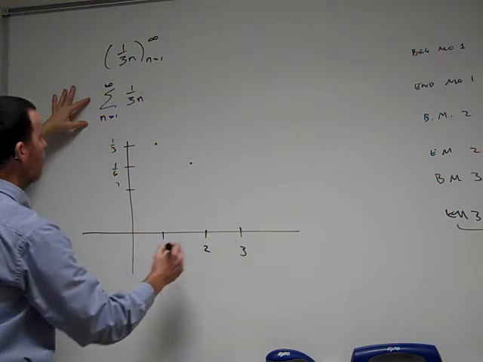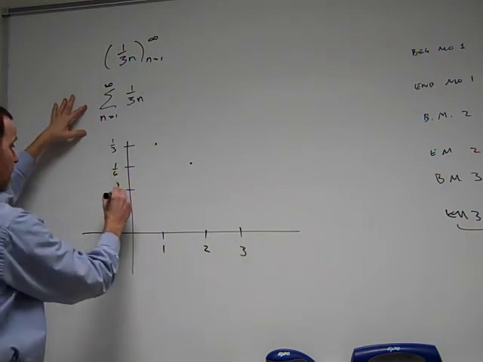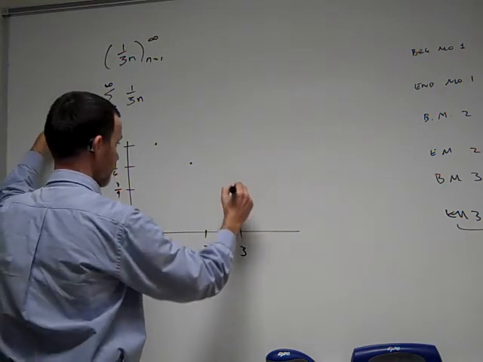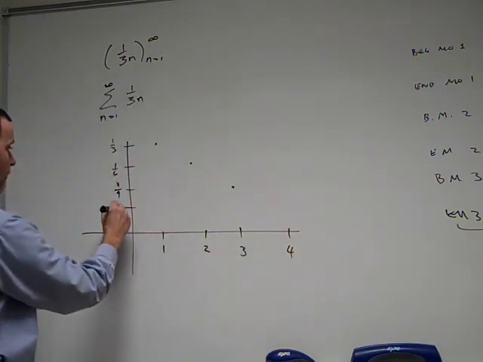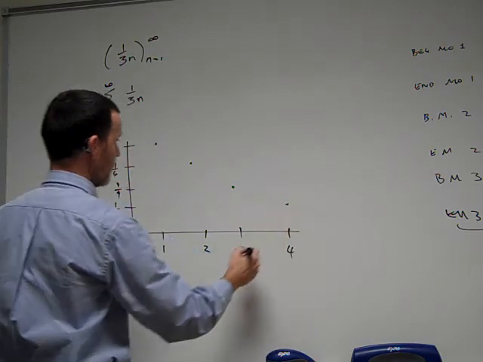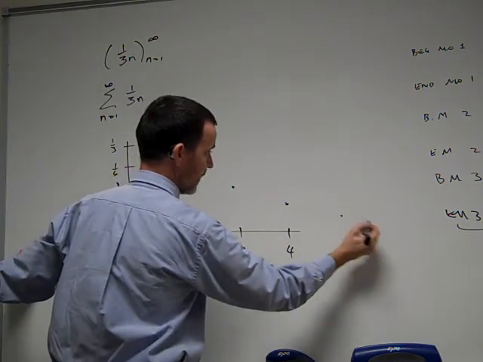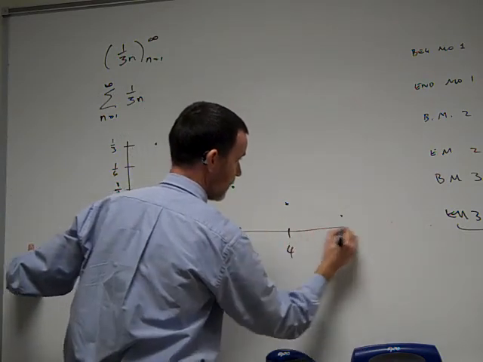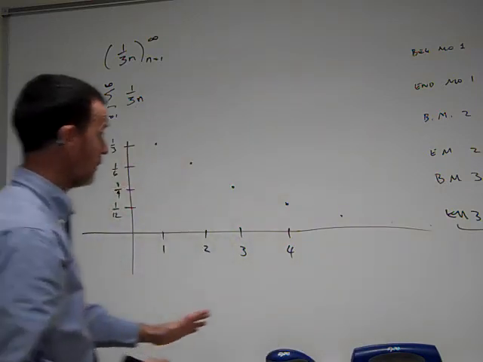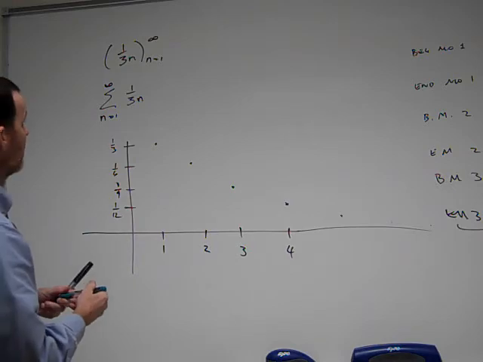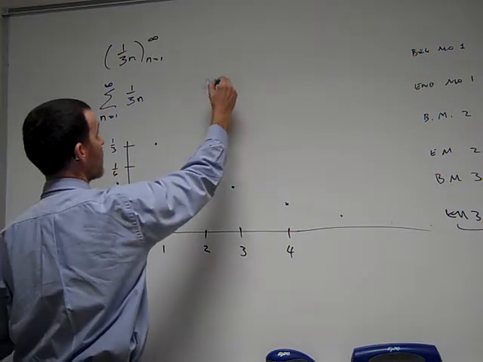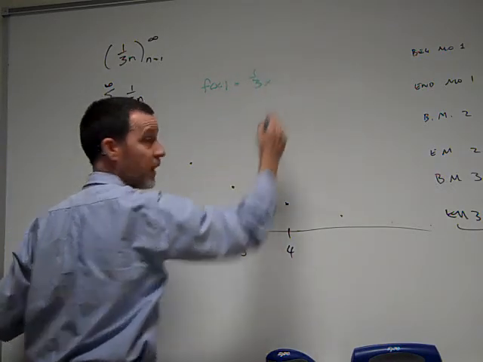3, 1/9. Do one more. 4, 1/12. Right, and then it goes on forever, getting closer and closer to the x-axis. So, if I want to compare this, what's the natural function to compare it to? Well, 1 over 3x, right?